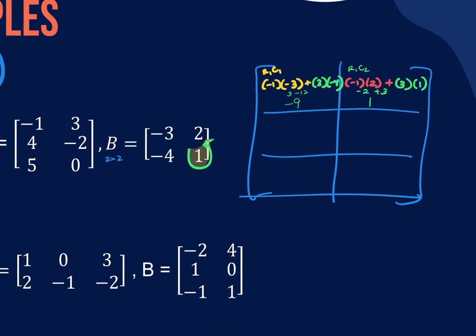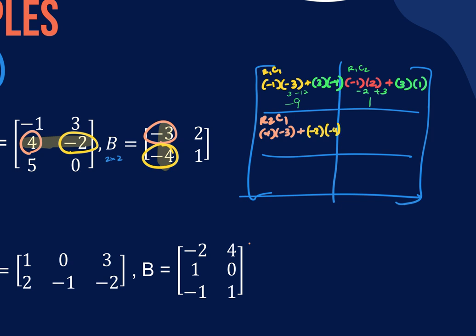Then I keep repeating that process. So the next cell would be called what? Good. Row 2, column 1. So from my first matrix, I highlight row 2. From the second matrix, I highlight column 1. And then I do first with first. So 4 with -3 plus second with second, -2 times -4. And I get -12 plus 8, which is -4.